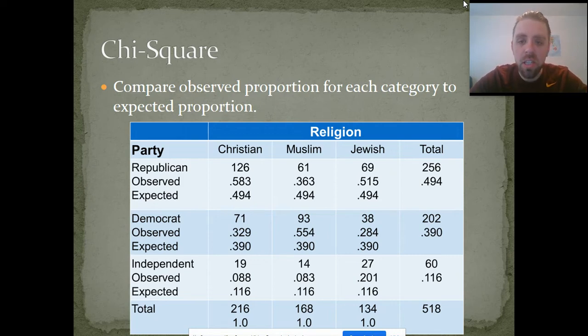But this is just the 2 tables merged, where I can see that the observed proportion of Republican Christians is 58.3%, and I'm expecting 49.4%, because that's what I observe in the total column. I observed 36.3% of Muslim Republicans when I'm expecting 49.4%. I observed 51.5% Jewish Republicans when I'm expecting 49.4%. So you don't need to write this down, because it's just a merging of the 2 tables and the 2 categories.